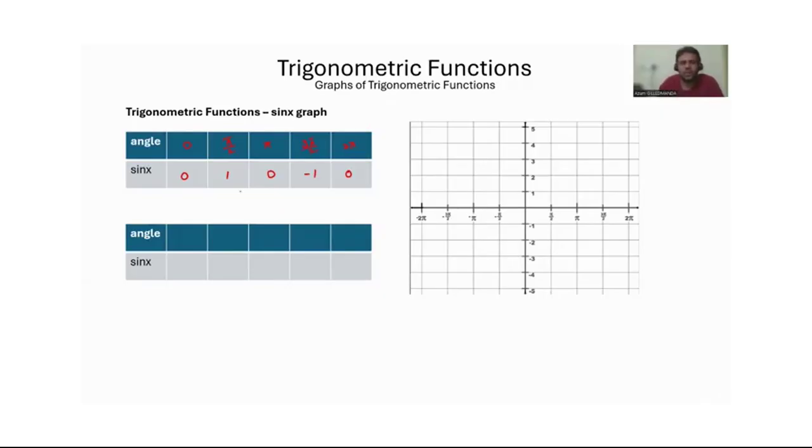So let's draw the graph for these points, right? At 0, this is 0. And at pi by 2, it is 1. And at pi, it is 0. And at 3 pi by 2, it is -1, guys. And then at 2 pi, it is 0. So if I combine these points, I'll get a graph something like this. This is a sine curve. You understood? It is like a sleeping S. And then the other side.